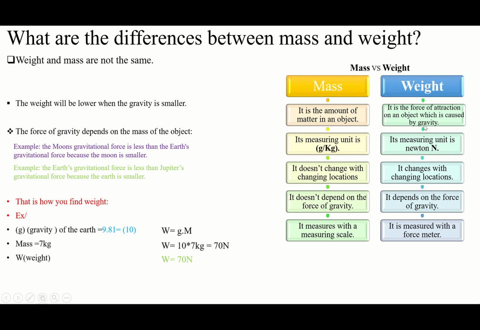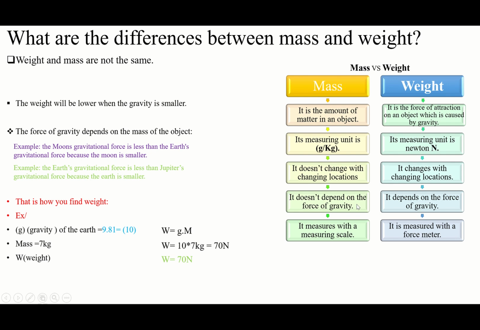That's a good question. Why, if you go to the moon, or we can say Jupiter, will your weight change? You have to say that because the gravity will change, and weight depends on gravity. Weight is all about force of attraction. If force of attraction changes, my weight will change.